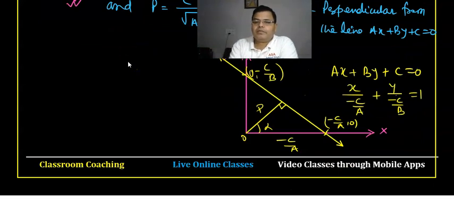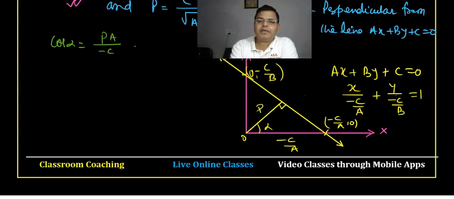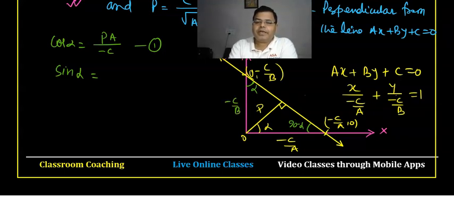So here cos alpha, for this angle, as we have already discussed, cos alpha is base upon hypotenuse. So base is p and hypotenuse, being opposite to the right angle, is minus c by a. So a will come in the numerator. Similarly, sin alpha can be obtained because this is alpha, so that will be 90 minus alpha, and this will be alpha. For this angle, this will be perpendicular and this will be hypotenuse. Hypotenuse length is c by b. So sin alpha can be written as perpendicular p upon minus c by b. So b will come here.